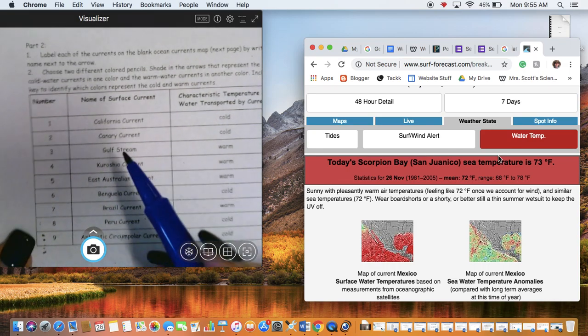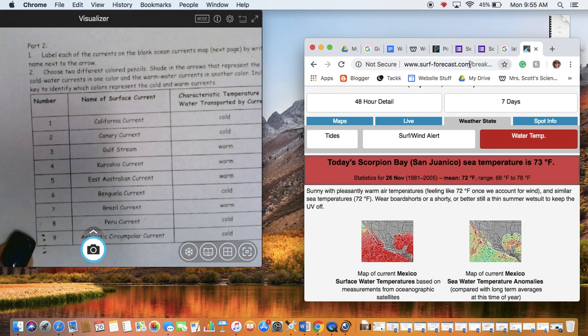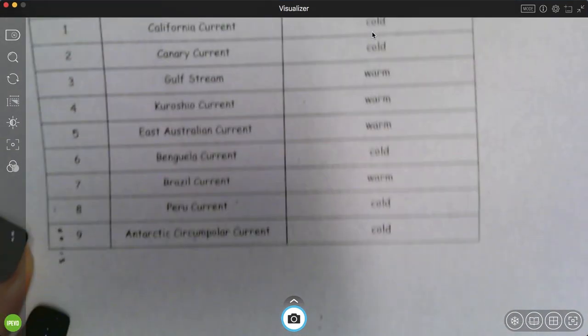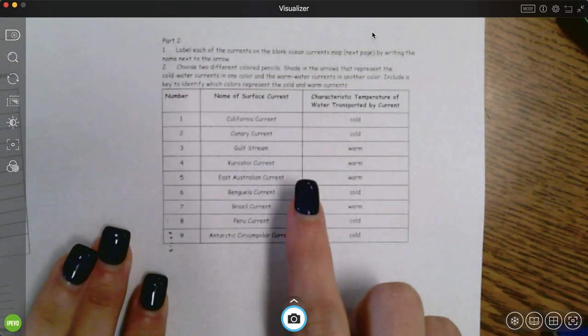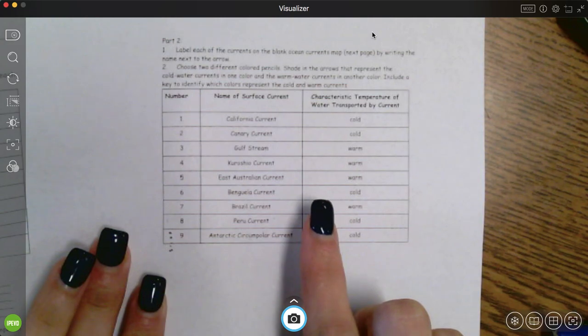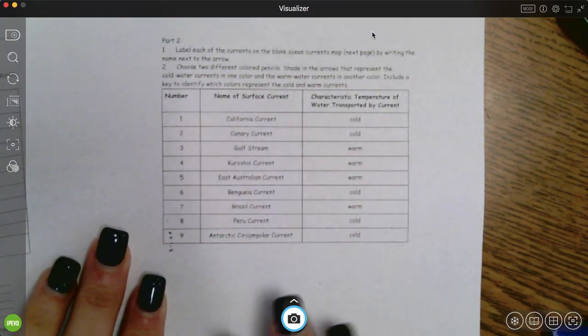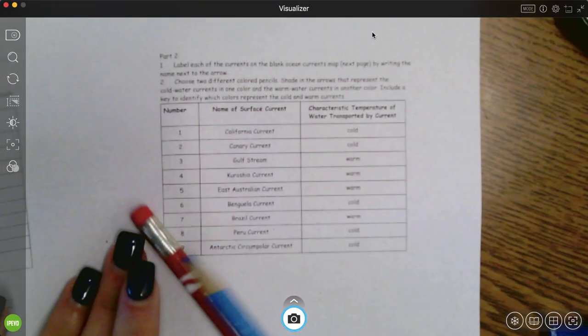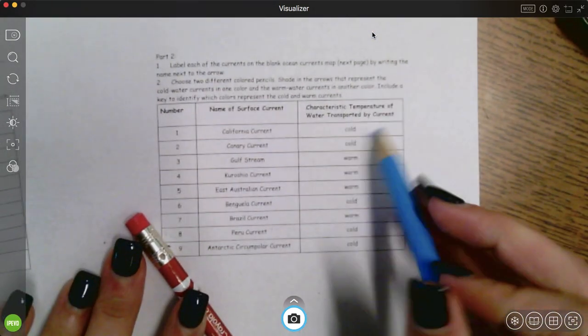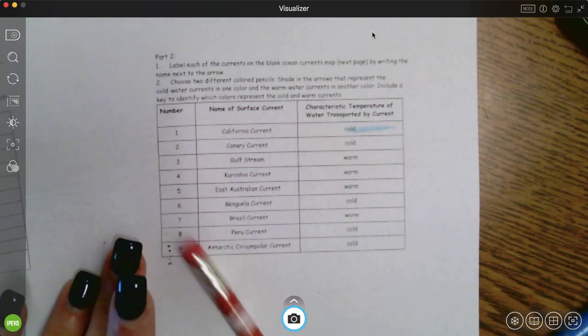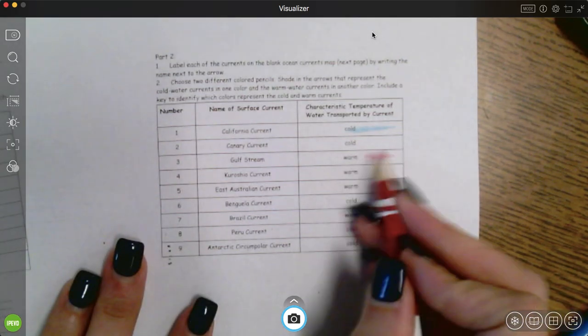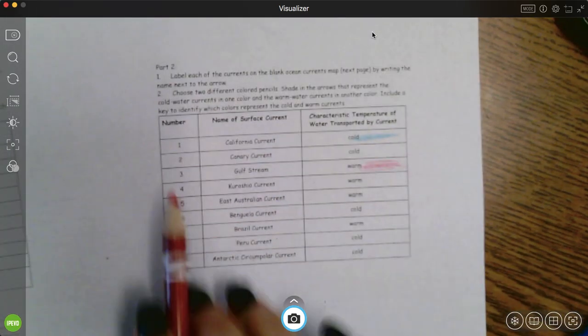You will use this chart. I don't really need the internet anymore. You're going to use this chart. I'm going to zoom out on that. This chart to color the currents on the map on the back side of this page. So each current is numbered, cold or warm? I would use 2 different colors, blue for cold, red for warm. That's just going to be easiest. And you should see a pattern. So, 1, the California current is cold.